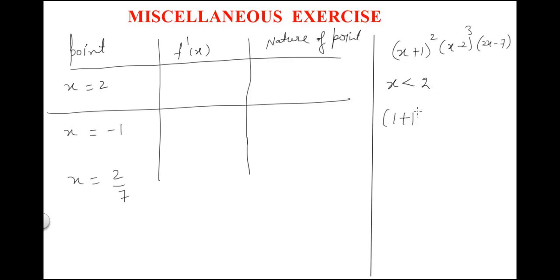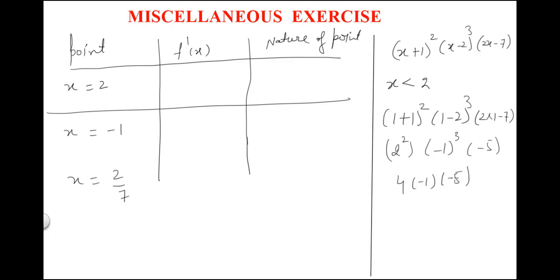So (1 plus 1) whole square, (1 minus 2) whole cube and (2 into 1 minus 7). So see, 2 square is positive. 1 minus 2 is minus 1, whole cube is negative, and 2 minus 7 is minus 5. Correct. So we have 4 into minus 1 into minus 5. Minus minus will be plus.